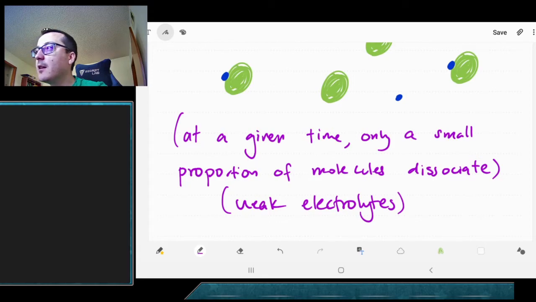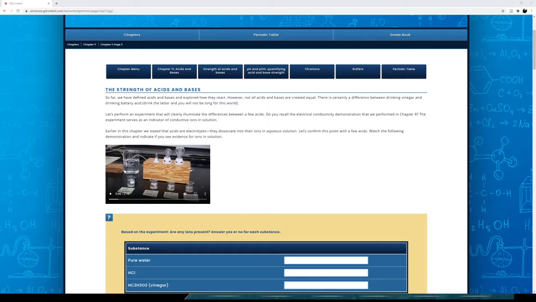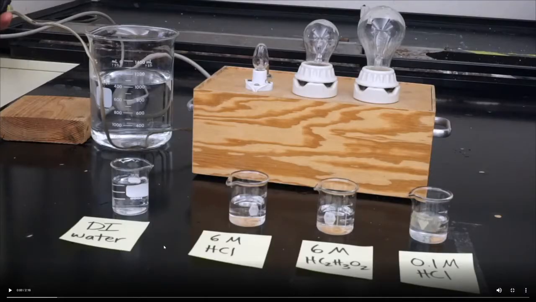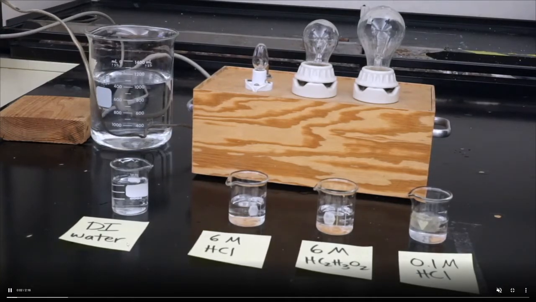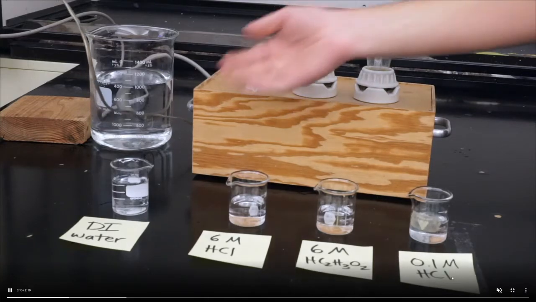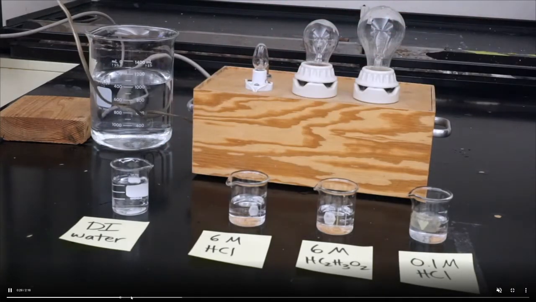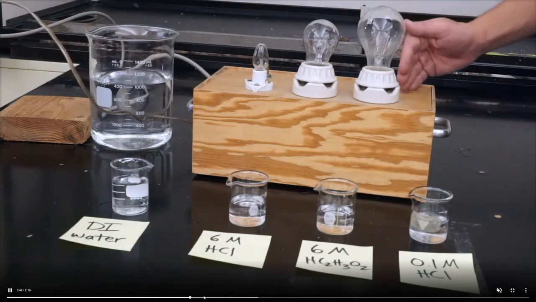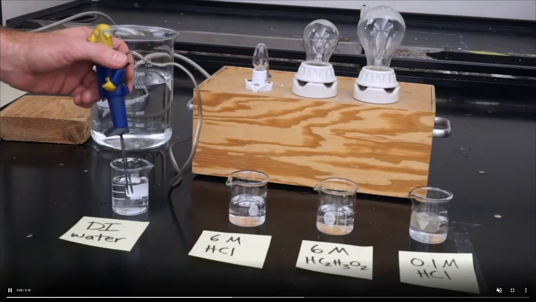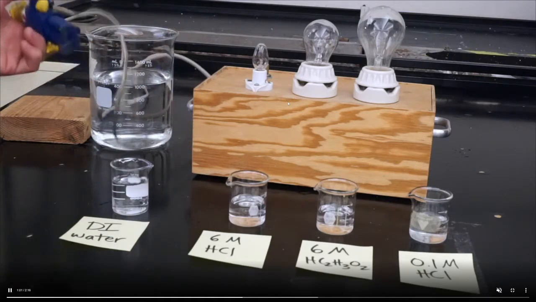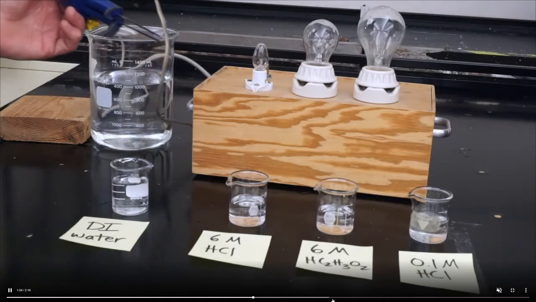Okay. So, another video, back to our conductivity experiment. Again, we're going to have our water here. We're going to have some hydrochloric acid and some acetic acid. These are of the same concentration. And then we're actually going to have a very low concentration of hydrochloric acid. We're going to go ahead and see what the conductivity looks like for this. So again, the amount of light bulbs that we can activate is proportional to how conductive they are, and therefore how many ions are present in solution.